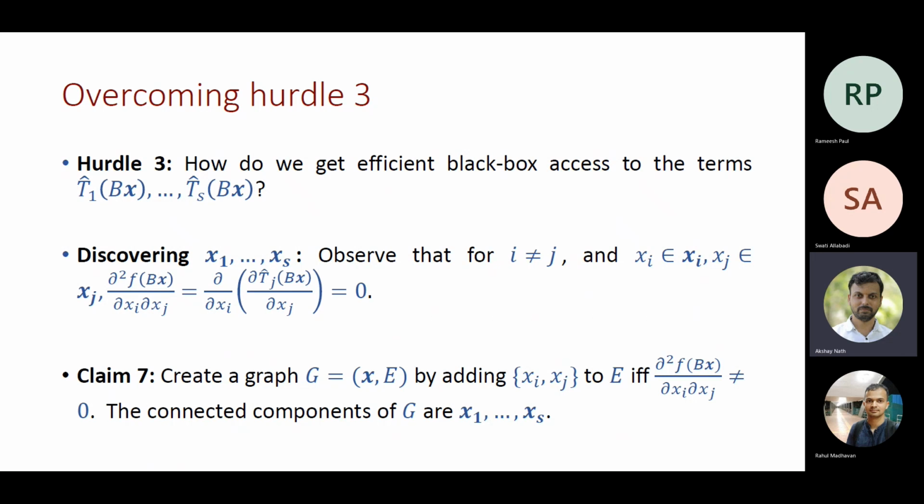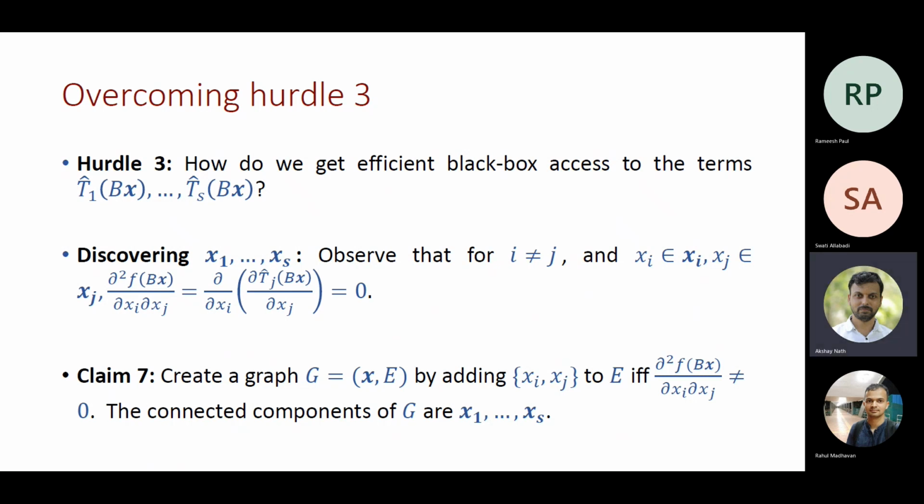But for variables in the same term, it can be 0, right? Yes. If it were not 0, then all you have to do is pick xi, pick xj, and check if their double derivative is non-zero. If it is non-zero, they are in the same variable set. But as you said, the double derivative might be 0, which is why we need to create this graph.